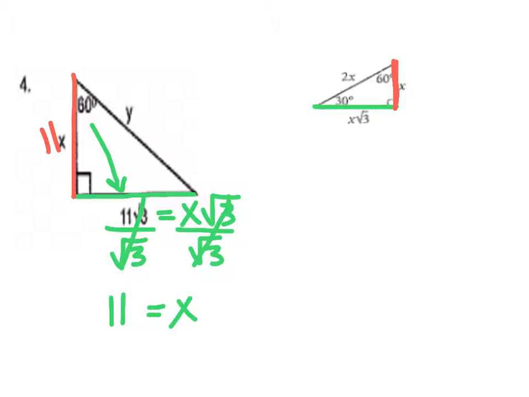Okay, I did that solving so I could figure out what the short side was, and now I can use x to get everything else. The hypotenuse, the longest side over here, is 2 times x. Again, x is the short side, so 2 times 11 is 22. Once I have the short side x, then I can find everything.